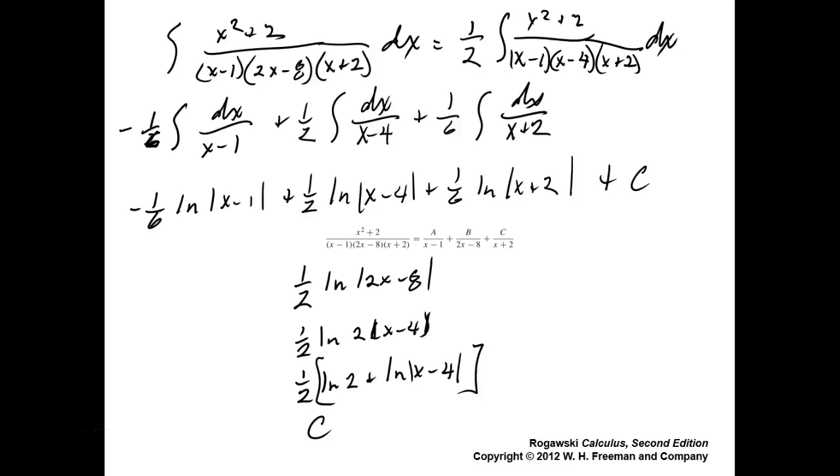Then when you go to the next one, when you multiply that by the least common denominator, which is that big denominator on the left, then you get an x squared plus 2 on the left times a times x minus 4 times x plus 2 plus b times x minus 1 times x plus 2 plus c times x minus 1 times x minus 4. I factored 2 out earlier. So when you plug in x equal 4 and x equal negative 2 and x equal 1, then you get this form here.